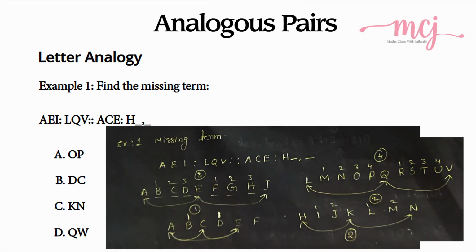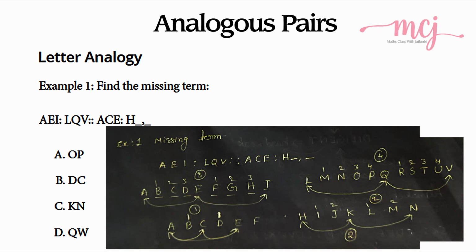The data here is A, E, I. What is the pattern here? Between A and E, there are three letters, that is B, C, and D. Also between E and I, there are three alphabets. Those are F, G, and H. There you go. You have completed the step 1 of the solution. We now know the rule.